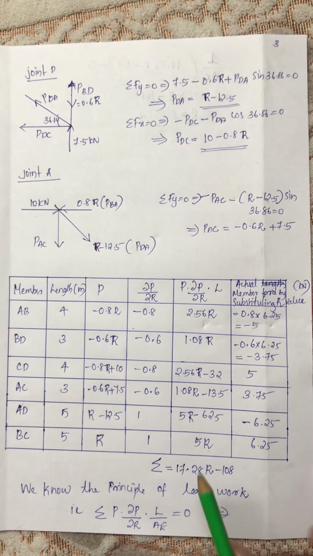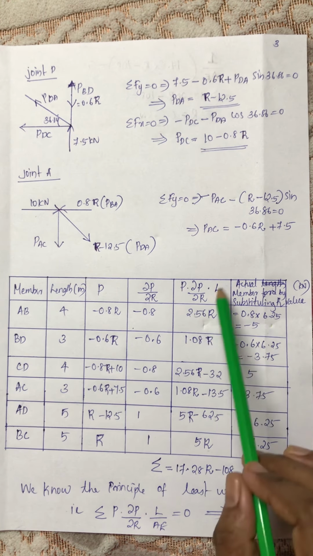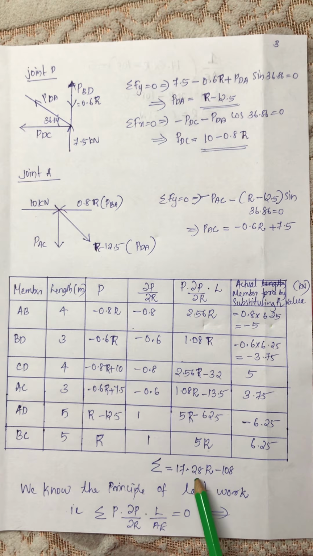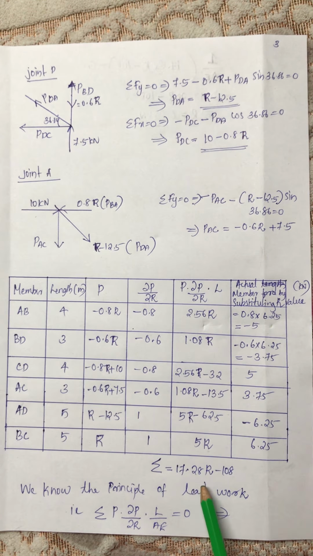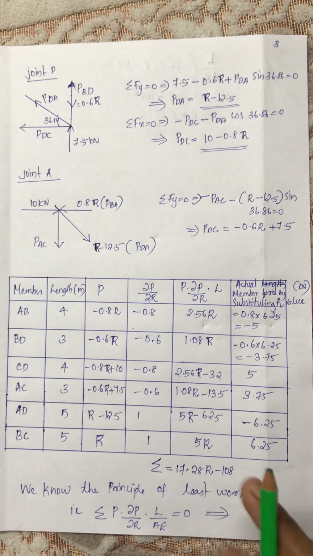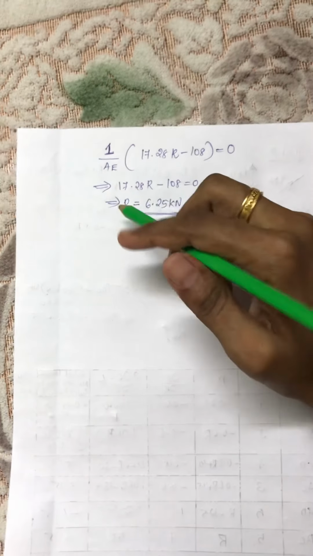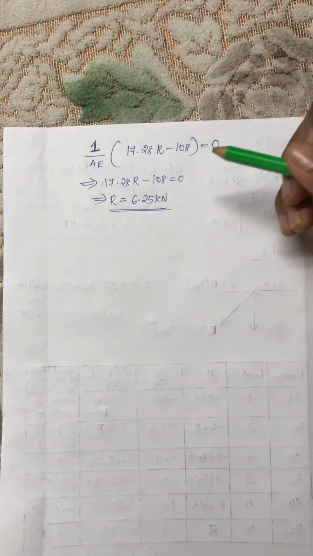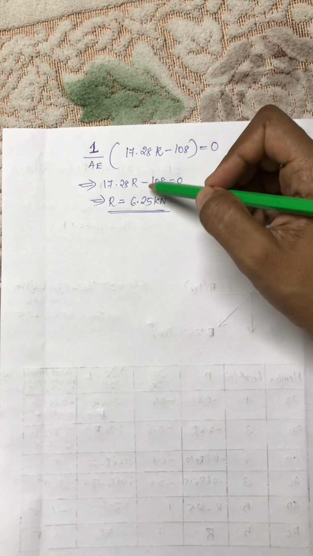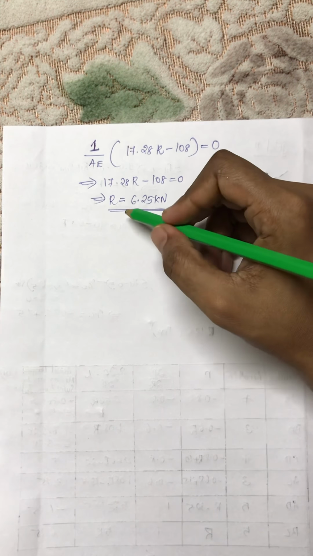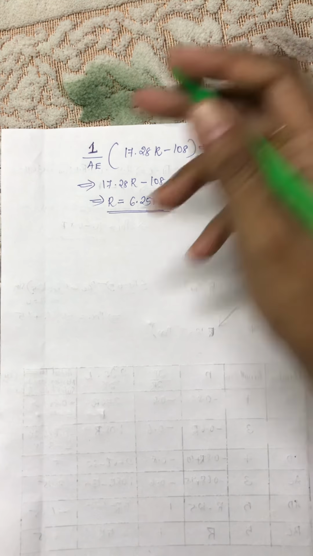For that, use the principle of least work, that is take the summation of P into dou P by dou R into L by AE. We will get the summation of P into dou P by dou R into L equal to 17.28 R minus 108, divided by AE, equal to 0. So just equate that term to 0. We get 1 by AE into 17.28 R minus 108 equal to 0, which implies 17.28 R minus 108 equal to 0. That implies R is equal to 6.25 kilonewton.